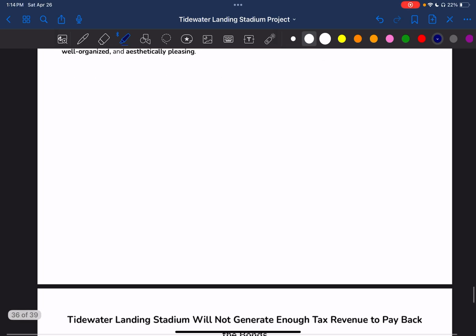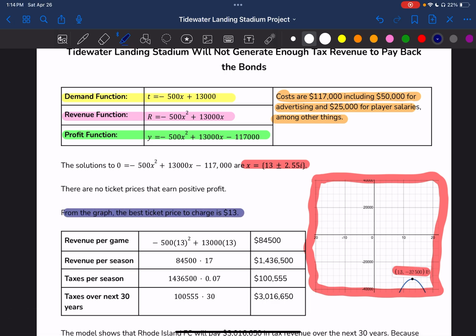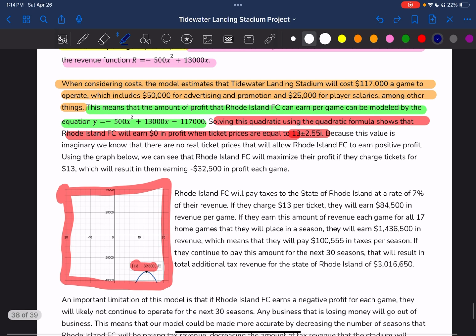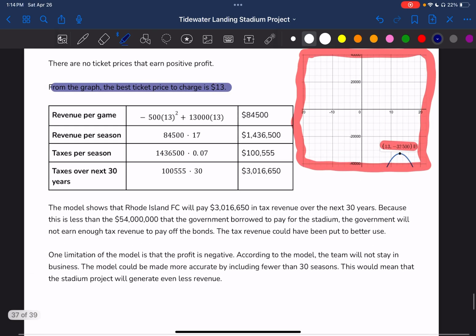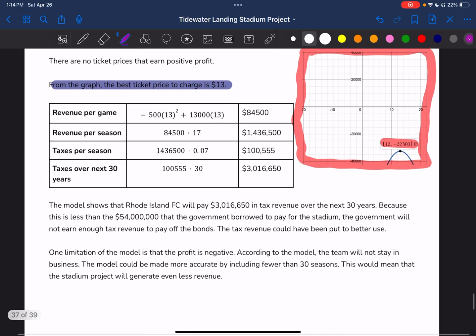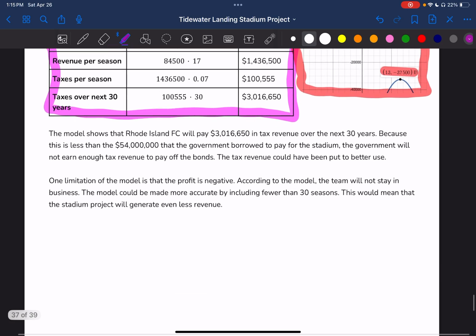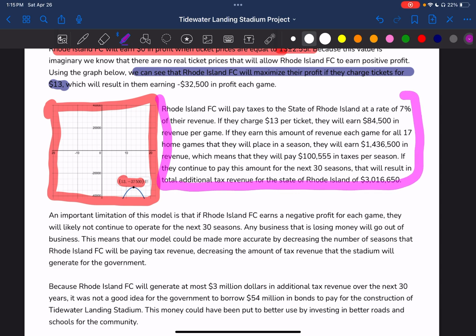And then profit maximizing ticket price, that is here. And down here, wait, hold on. Right here. It's the maximum ticket price. And then finally, the calculation of the tax revenue, right? The calculation of the value we actually care about. Put that in this table. And I put that in this paragraph here.